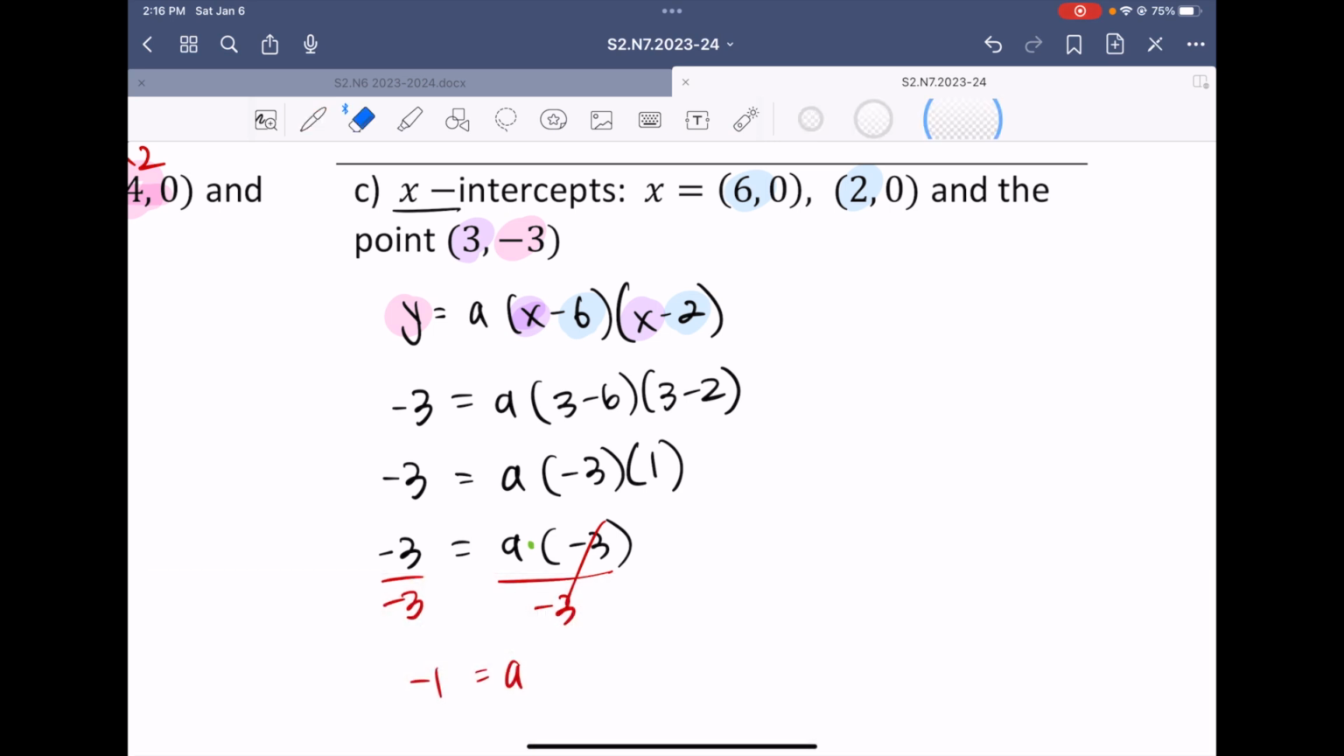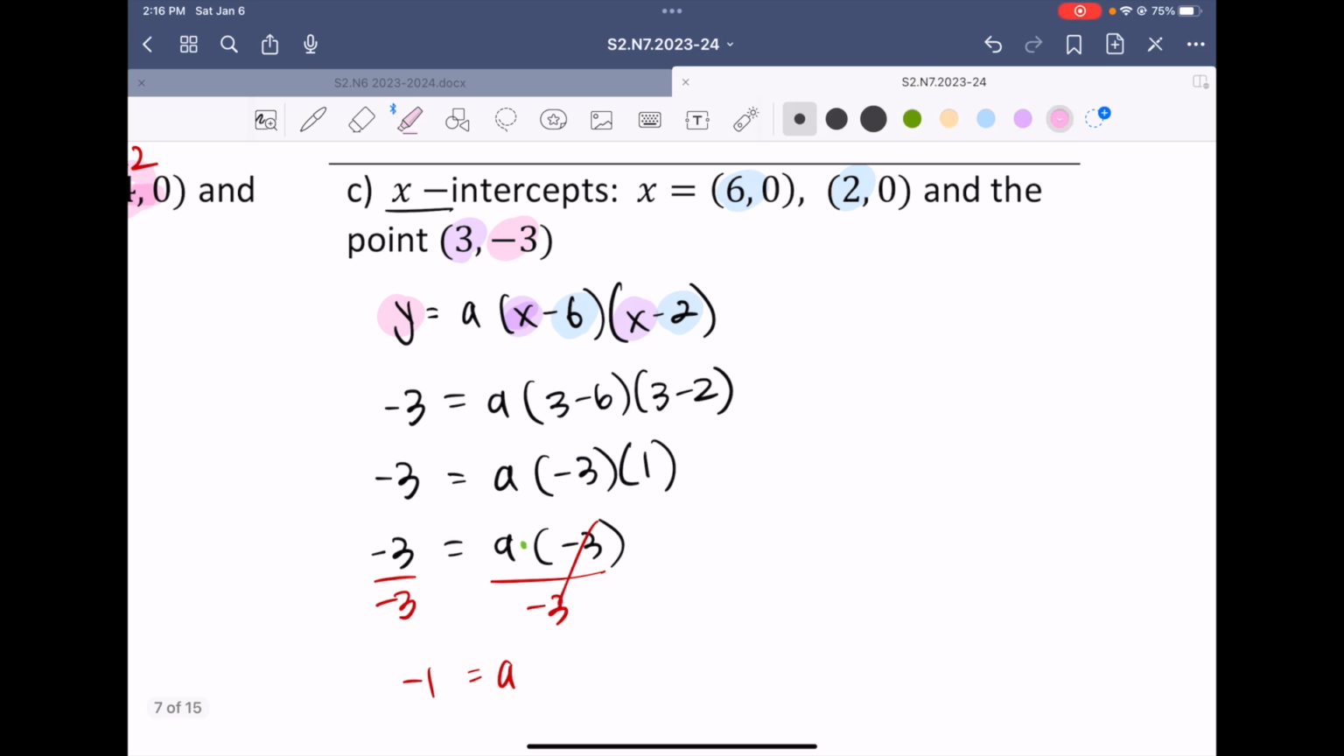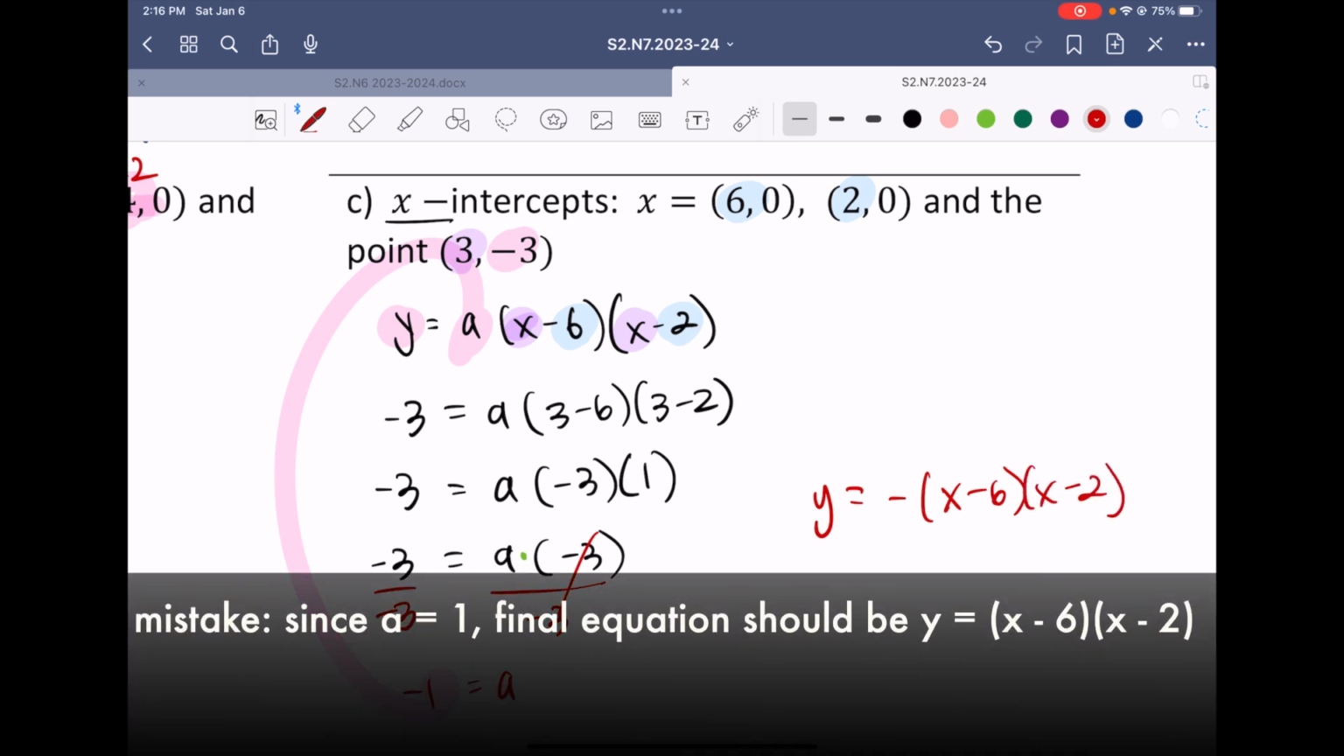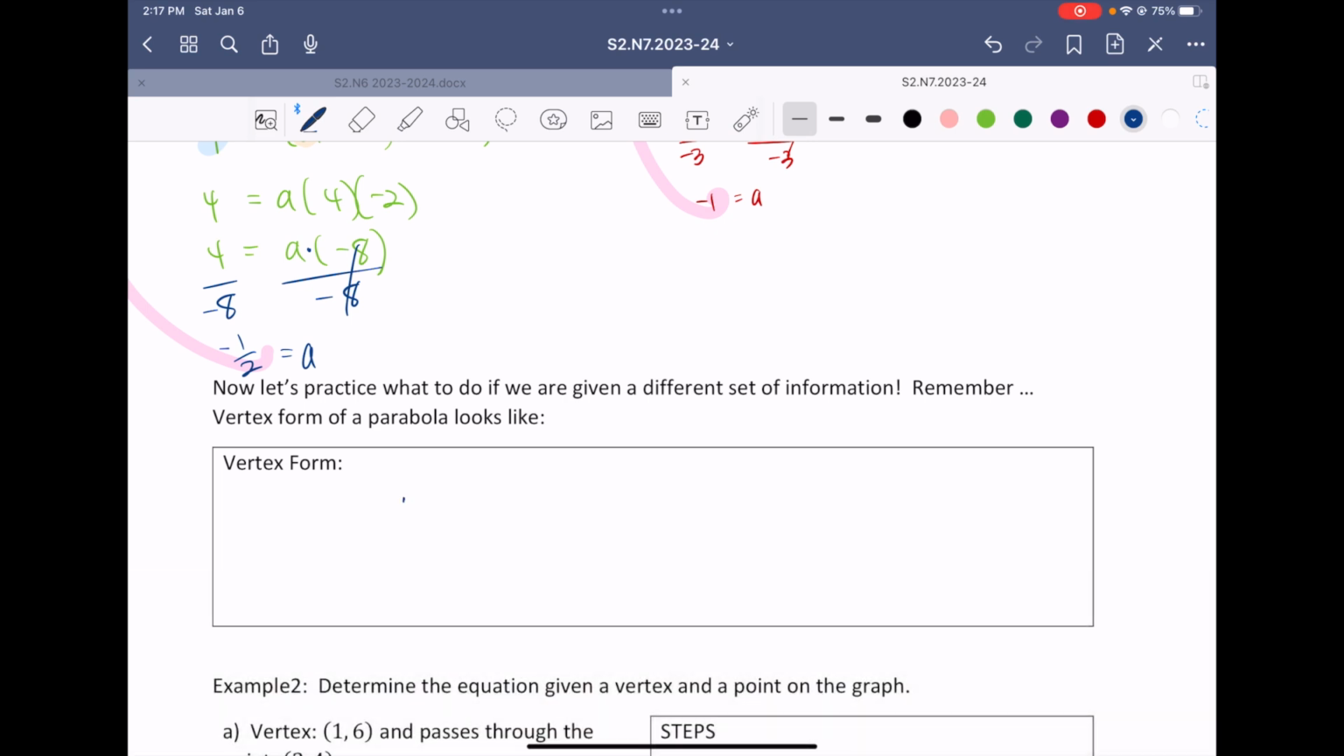Which means my final answer, equation, plug that bugger back in right here. You've got y equals -1, which I'm just going to say negative. You could say -1, x minus 6 times x minus 2. Whoop, whoop. What's vertex form look like? Y equals a, same a, x minus h squared plus k, where your h and your k is your vertex. And again, don't forget, x's lie.